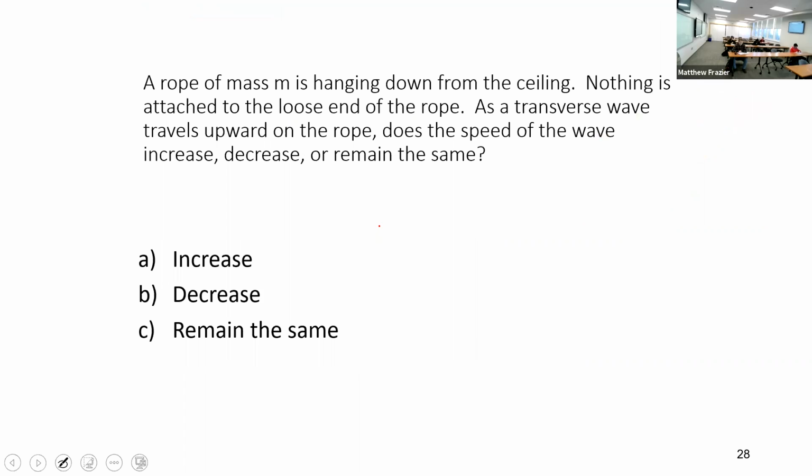All right, so we have another question here. Imagine that we have a rope hanging down from the ceiling. Imagine a bell rope in a church. So you have a big bell, 40, 50 feet up, and then this rope that's strong enough to move the bell is hanging down, and you shake the bottom end of it. So it has a transverse wave going up the rope. And the question that I have, so you're going to have to imagine this in your mind: as it travels up the rope, does it speed up, does it slow down, or does it travel at the same rate?